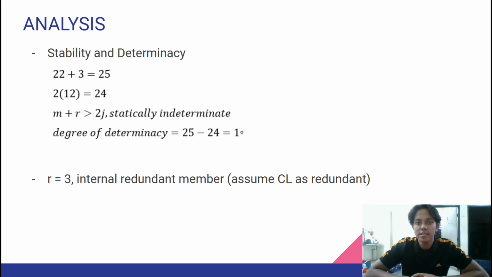First step in manual calculation, we need to determine the type of stability and determinacy by using the formula M plus R and 2J. So we have 22 members plus 3 reactions equal to 25, and we have 12 joints multiplied by 2 equal to 24. So we get M plus R is more than 2J. That means our truss is statically indeterminate with 1 degree of indeterminacy. Since our truss only has 3 reactions, that means we have an internal redundant member. So in this analysis, we take the CL member as redundant.